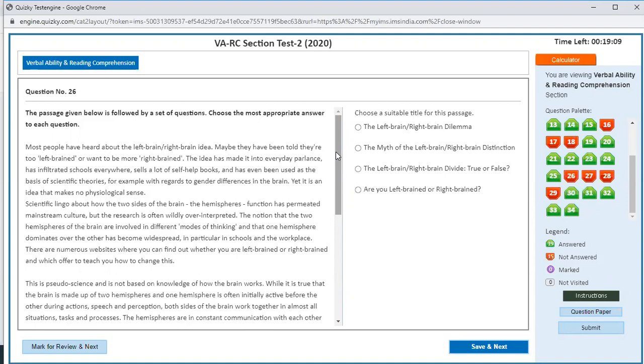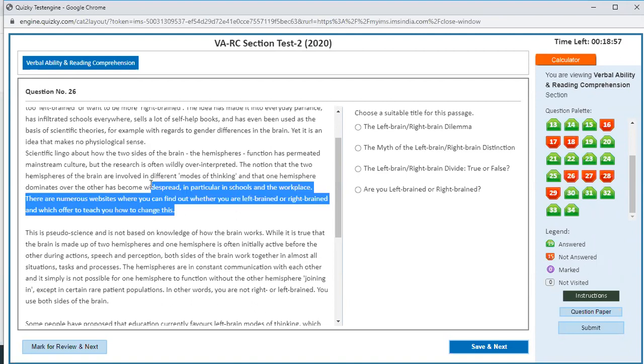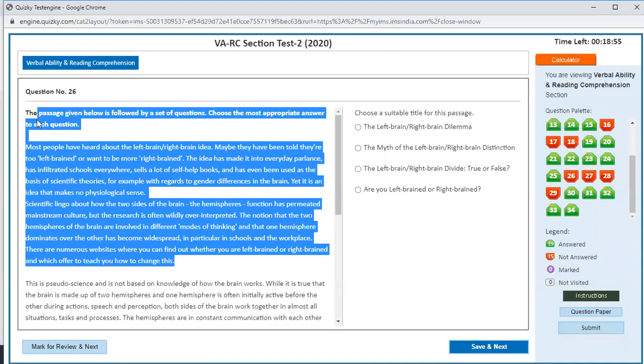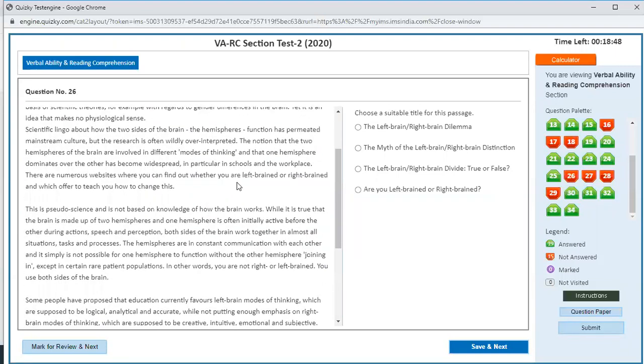There are numerous websites where you can find out whether you're left-brained or right-brained and which offer to teach you how to change this. I don't know, I've read like 2 paragraphs. I have a feeling that the author is going to contradict this idea, right? I don't know. But the language the author has used, I can sense that the author wants to make fun of what is being talked about. But let's see.